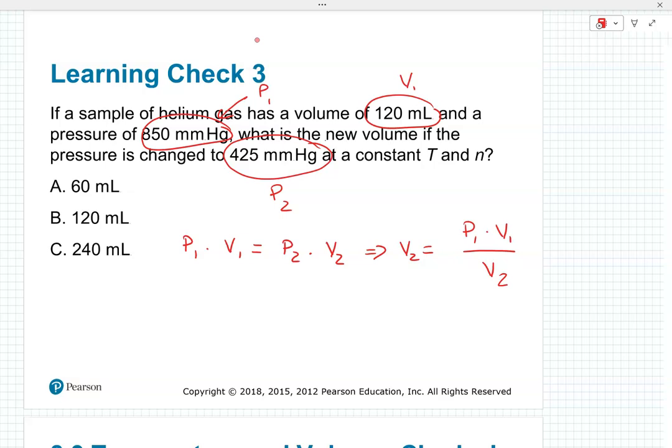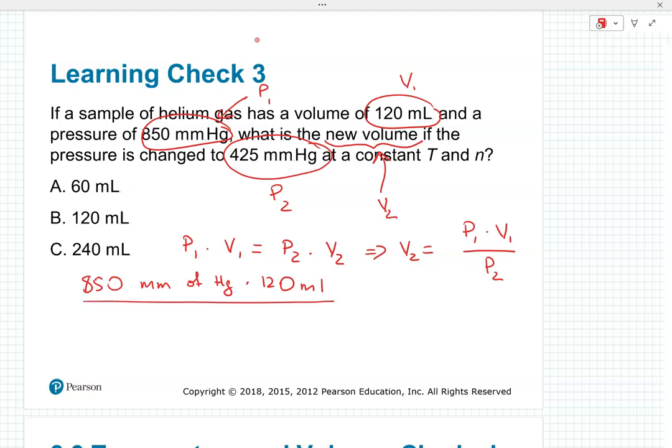This is what we're trying to find. So the new volume is V2. Yes, my bad, thank you. Yes, P2, of course. So, in other words, we need to multiply 850 millimeters of mercury by 120 mL, okay? And divide by 425 millimeters of mercury. Always check the units, okay? And this is going to be 240 mL.